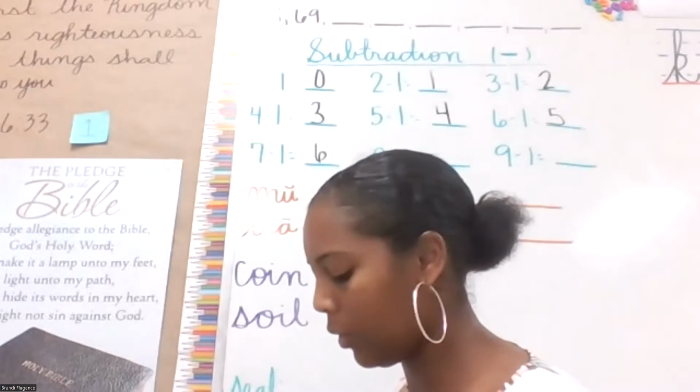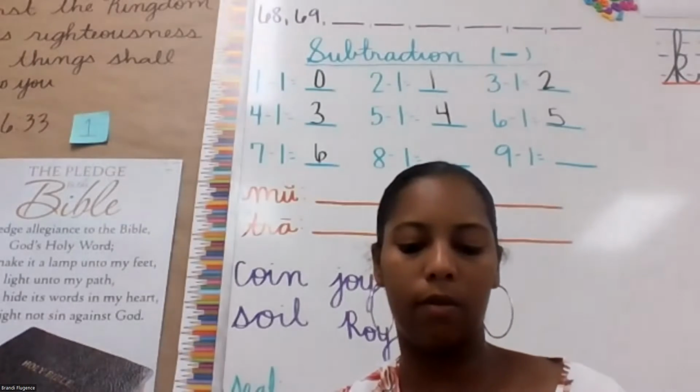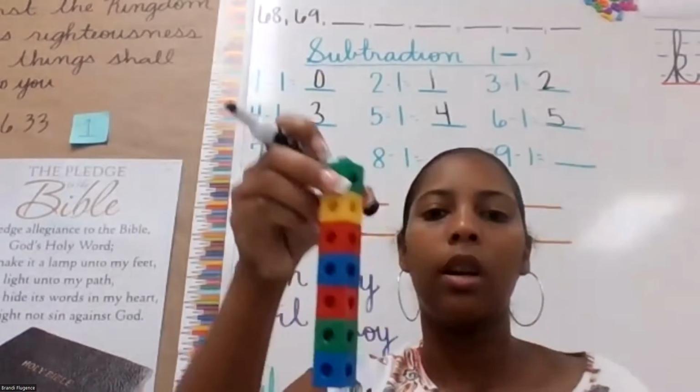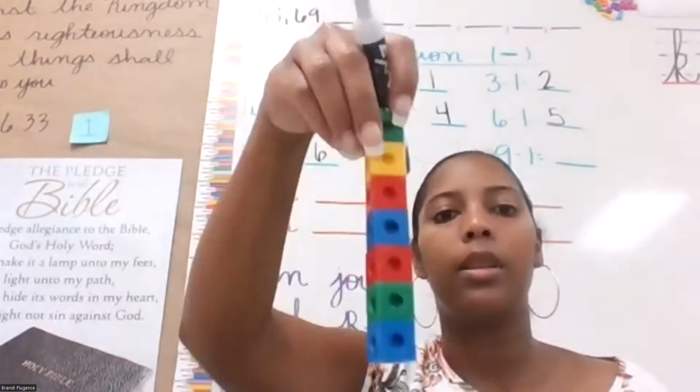Next, I have 8. Let's take away 1. How many would I have remaining?